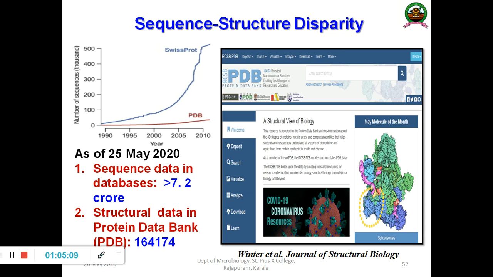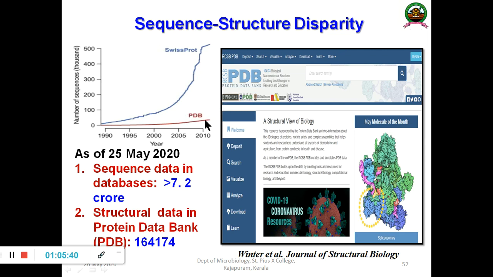So many sequences will be there, but you see the corresponding structure. It is going very slowly actually. Now you see 2010, you can see it is like this, and now 2020, there is a huge gap between the number of sequences and the structures. What I mean to say is, there are so many sequences that don't have any three-dimensional structure. That is what we are going to model and study. We are going to predict it actually.